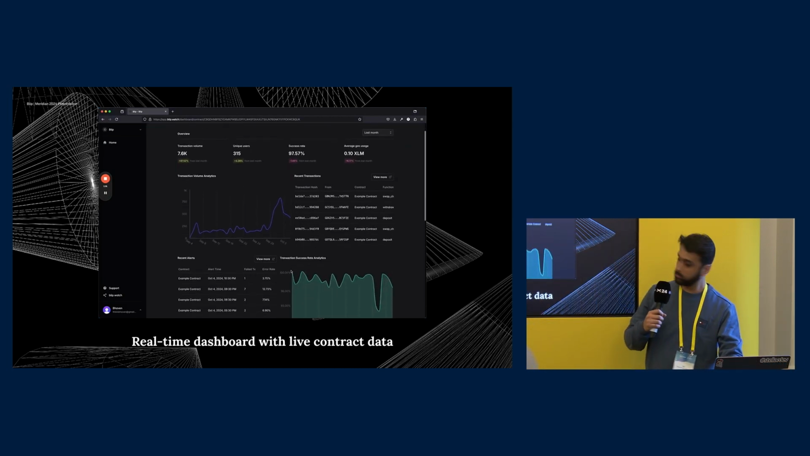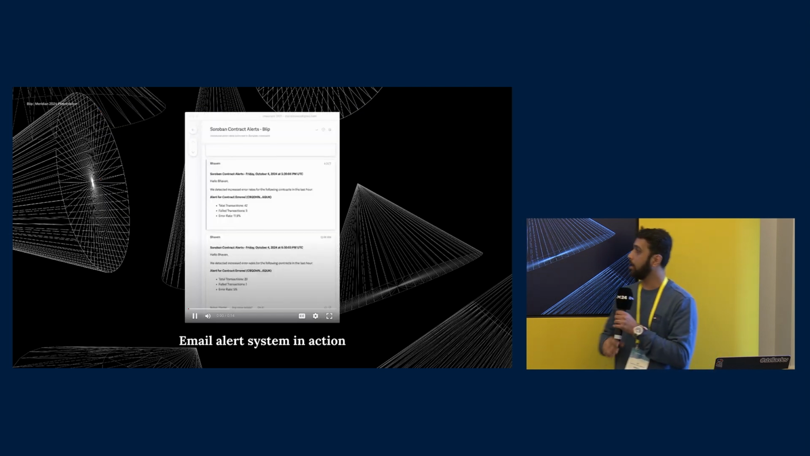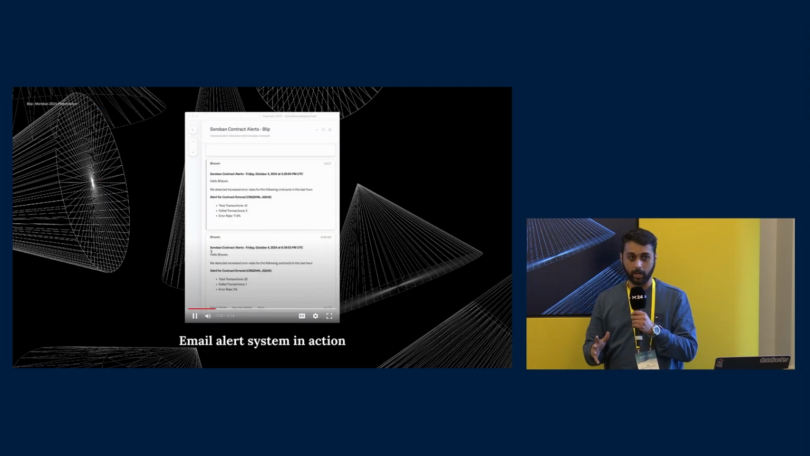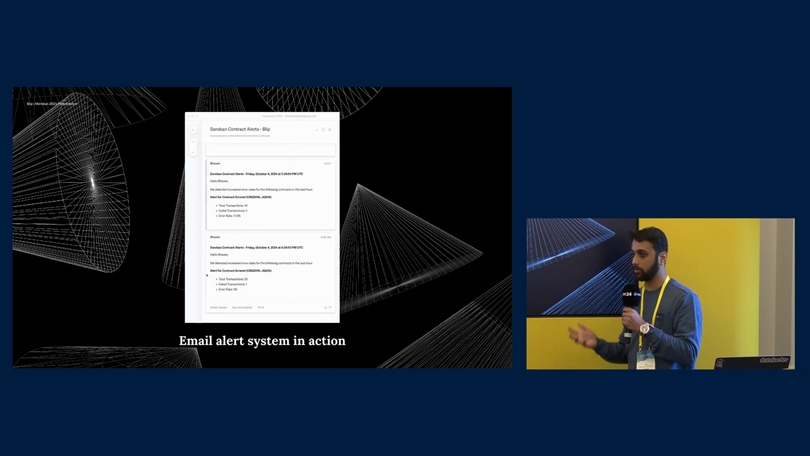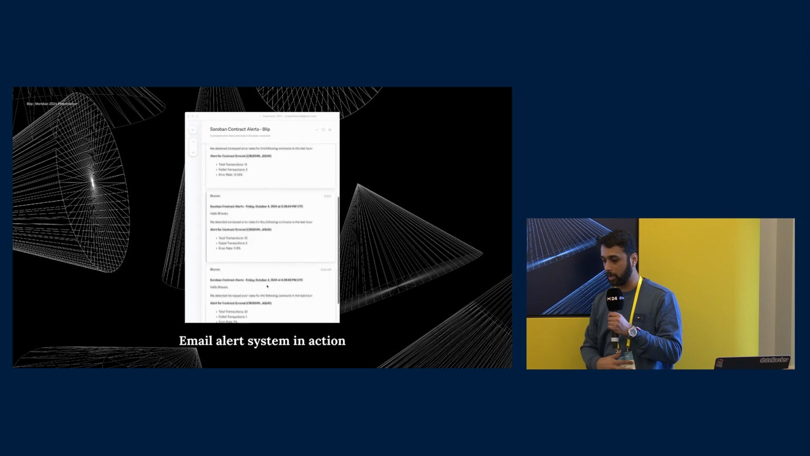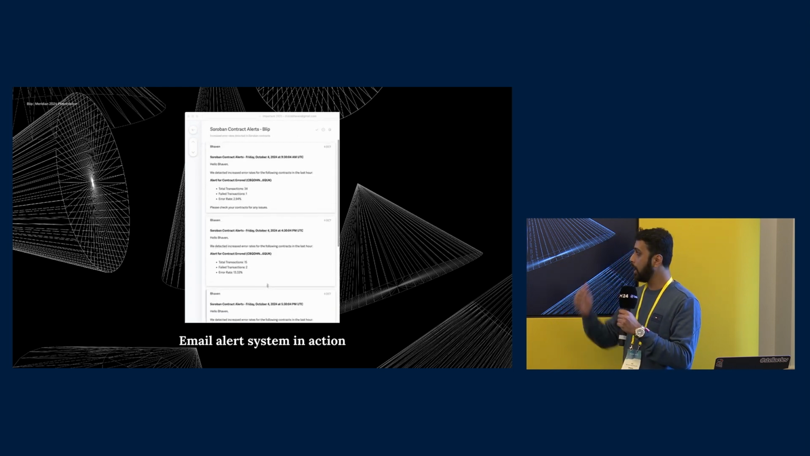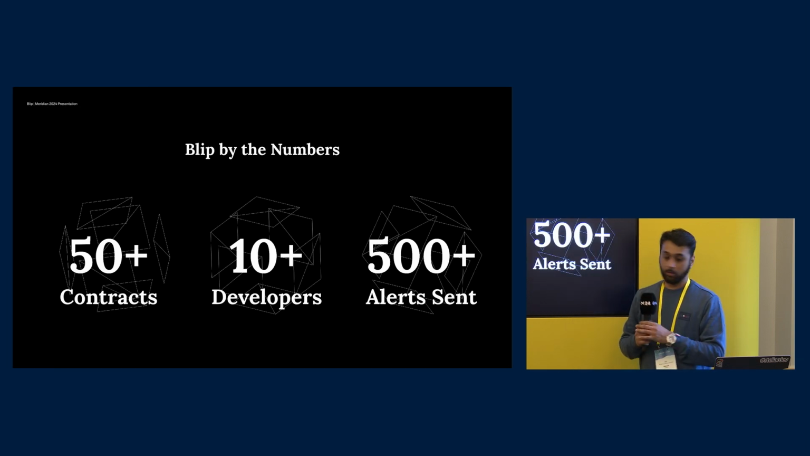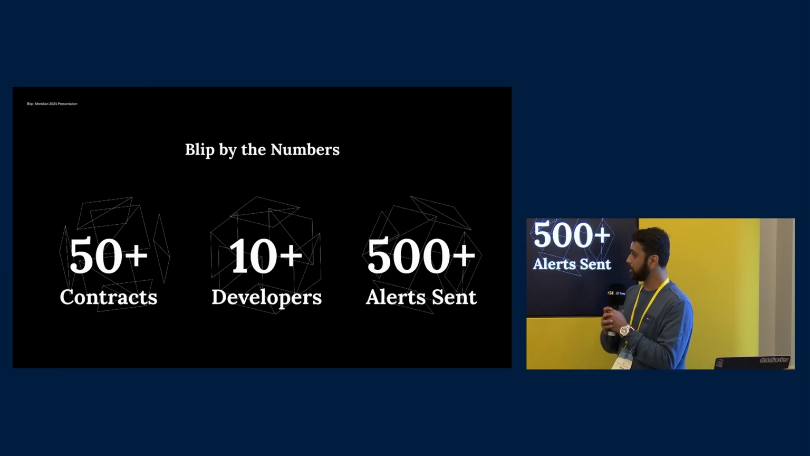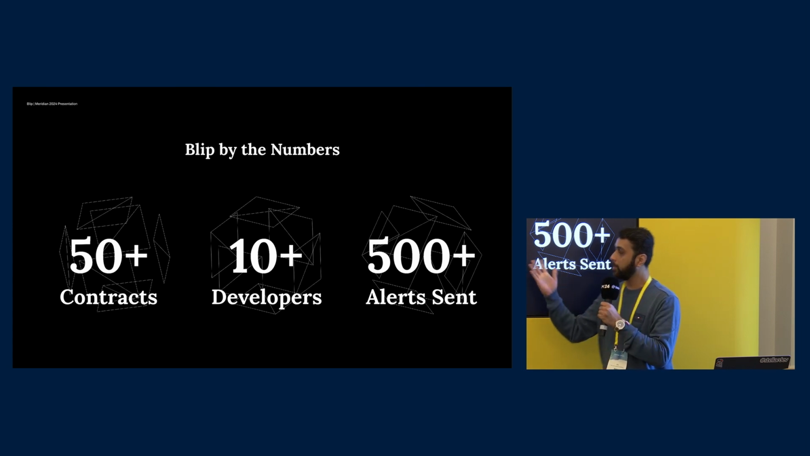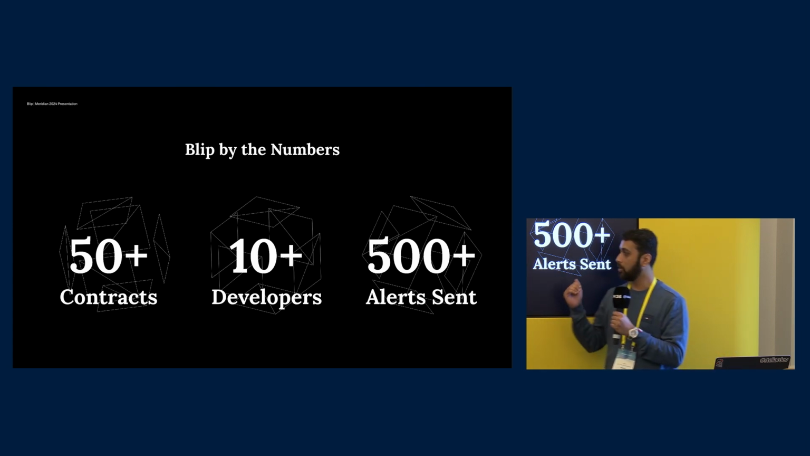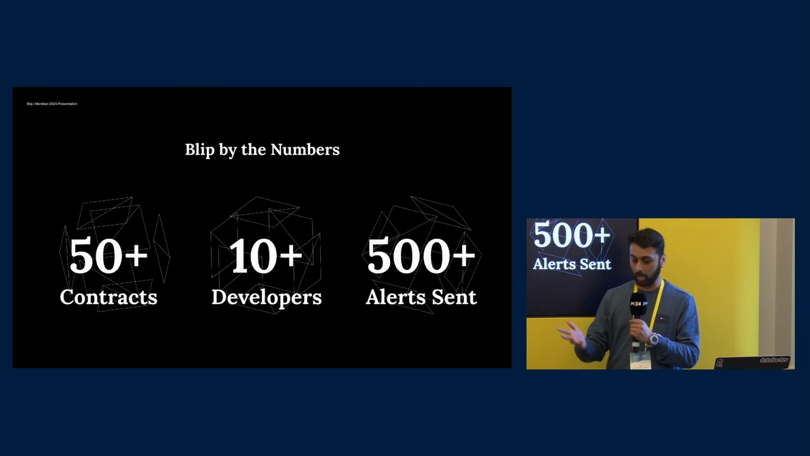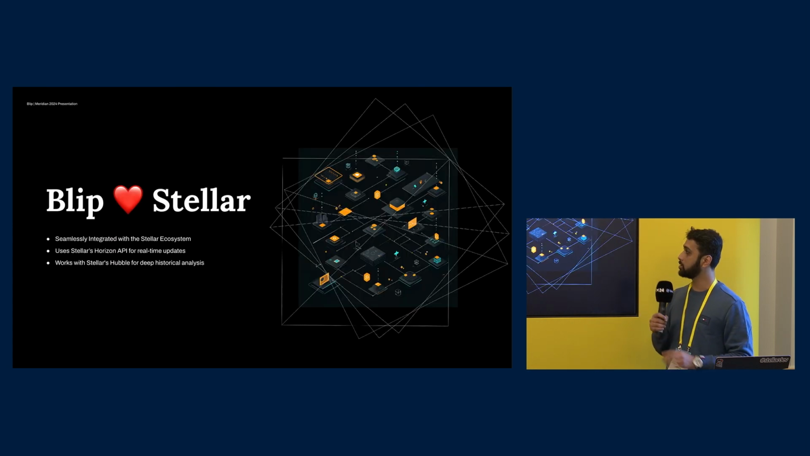Apart from that, we have alerts. Whenever your transactions fail and there is an error rate in your contract, we send you an email instantly saying, okay, you have one failed transaction out of your 15, and that's why we are sending you an email. This slide was slightly not updated, but we have close to 50 developers now using Blip. We have around 80 smart contracts being monitored and more than 1,000 alerts sent to those developers.